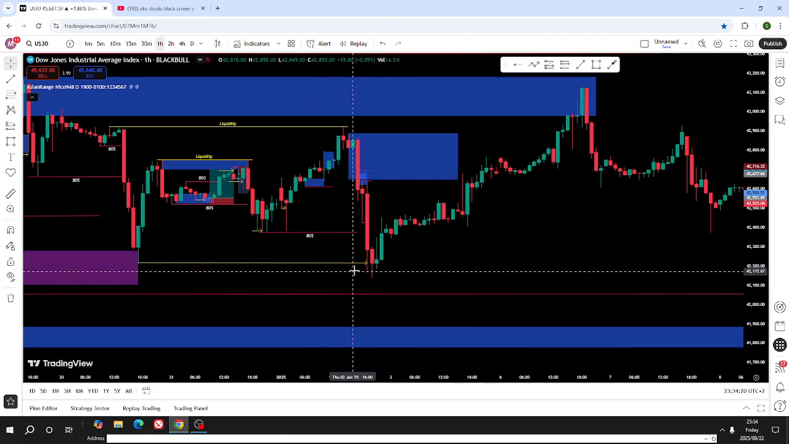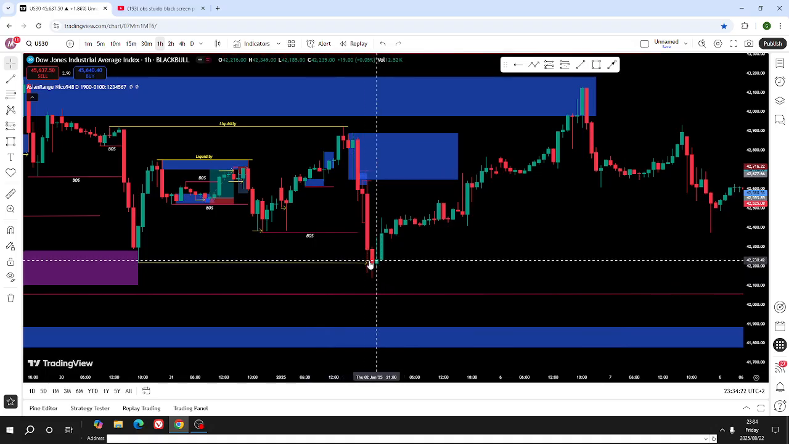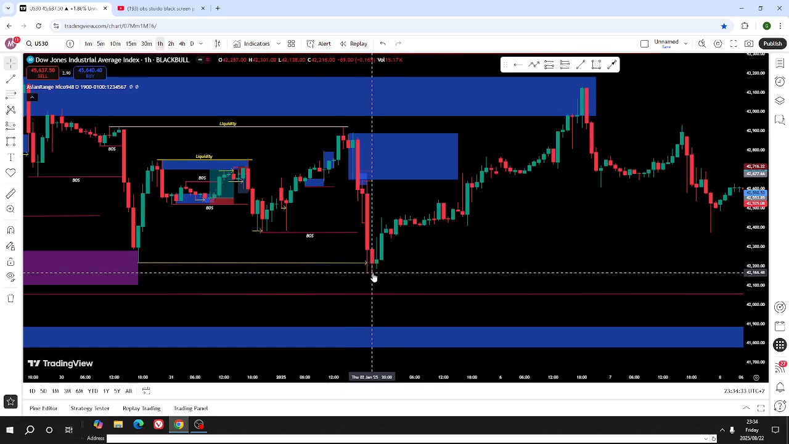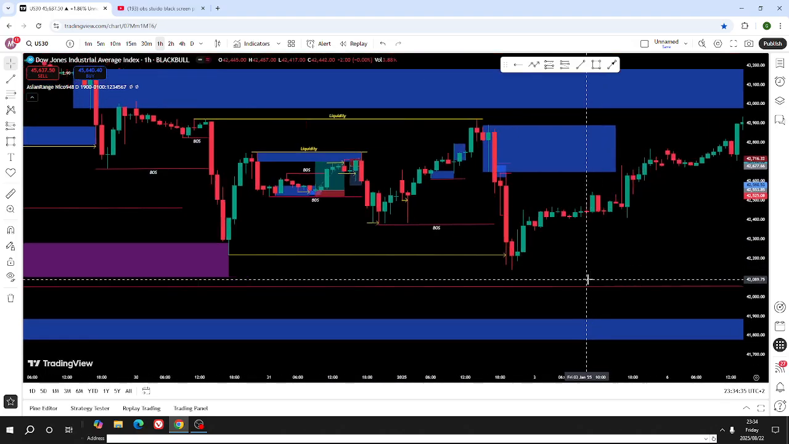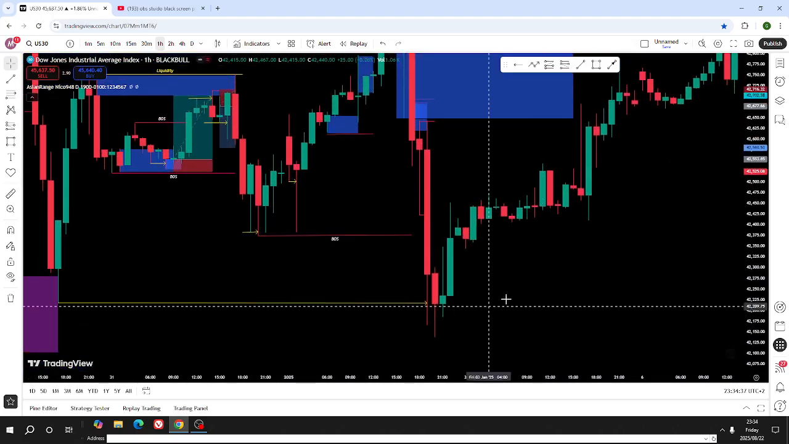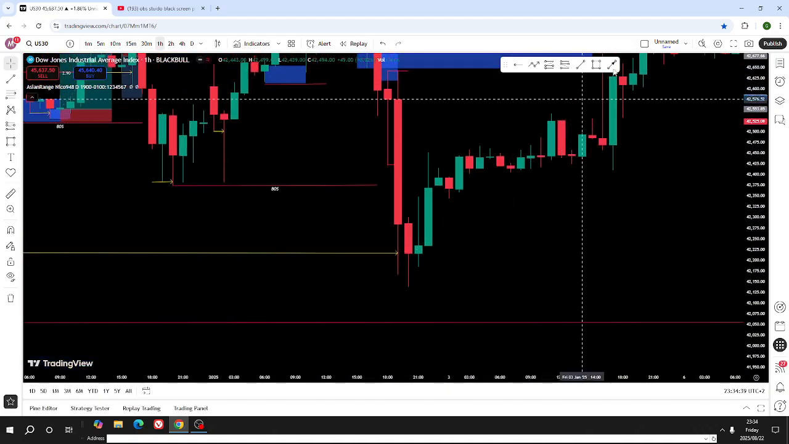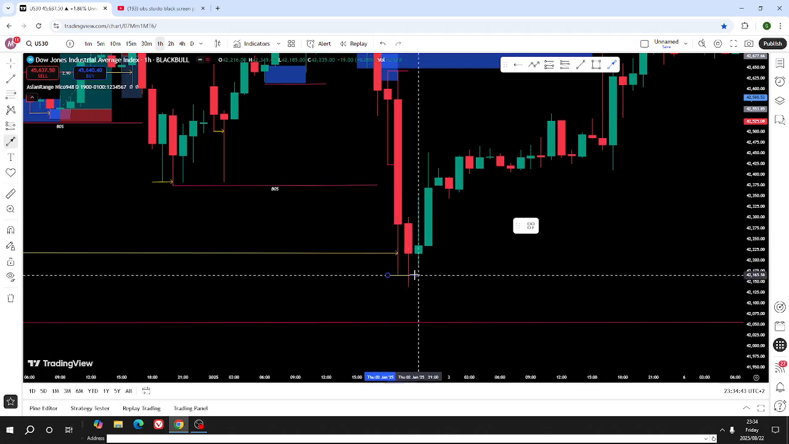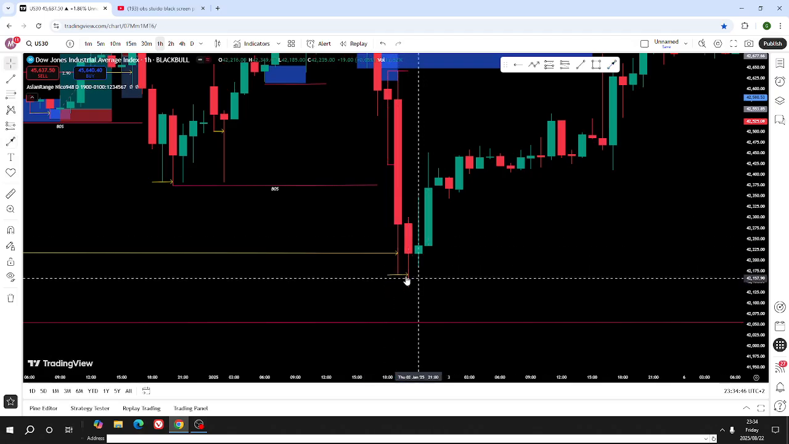We have a sweep, as you can see. There was no body break of this low. You can see what happened. This candlestick sweeps the previous low. The following candlestick sweeps the previous low. Right over here, again, we have one of these candlesticks sweeping this previous candlestick low.